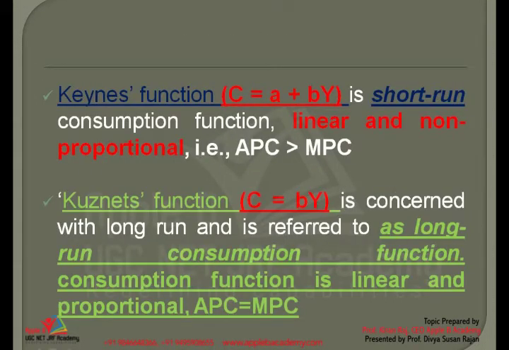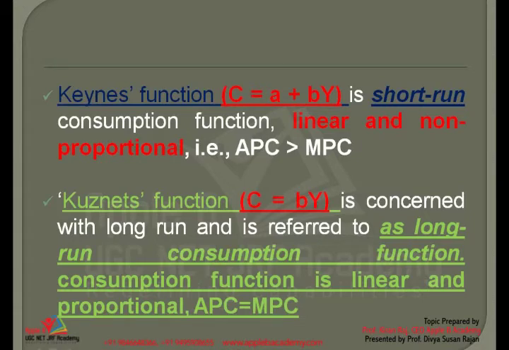Also, Keynes' consumption function, C equals autonomous consumption plus the marginal propensity to consume with respect to disposable income, is a short-run consumption function, and thus it's linear and non-proportional. That is to say that your APC will always be greater than MPC.